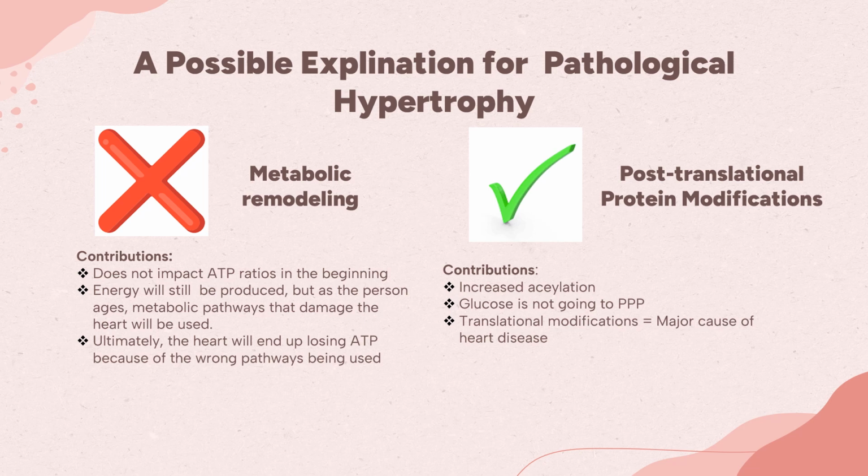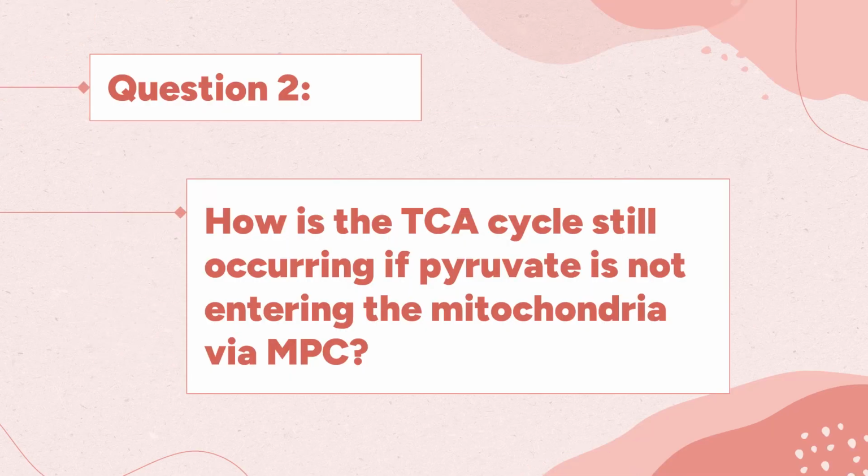these modifications have been stated as a possible cause of heart disease and failure. And although that is true, the mechanisms of MPC downregulation are still being explored, and I will cover a few more of these later on. We have covered everything about hypertrophy, so now I want you to answer one last question. How is the TCA cycle still occurring if pyruvate is not entering the mitochondria via MPC?